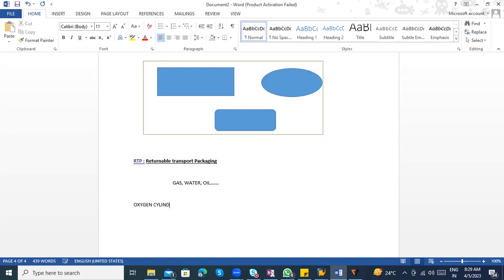The oxygen cost might be something like $20, but the cylinder cost will be around $300, correct? Oxygen cylinders became very limited during COVID, right?